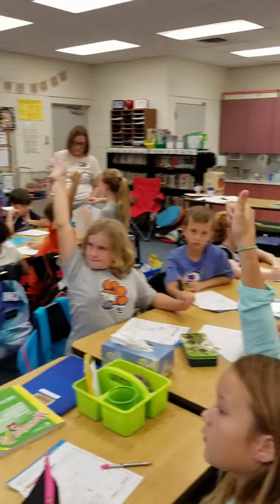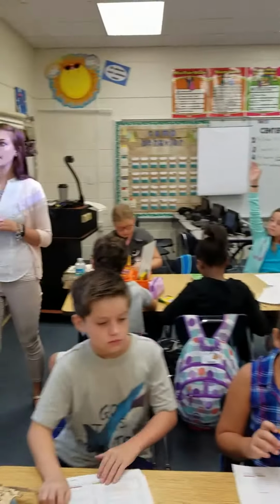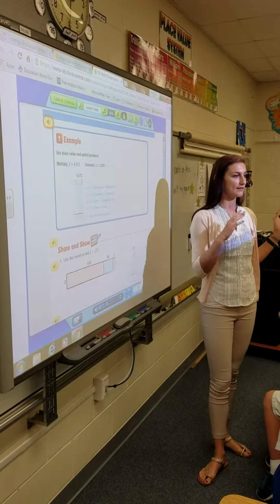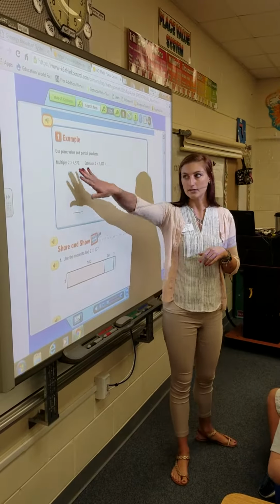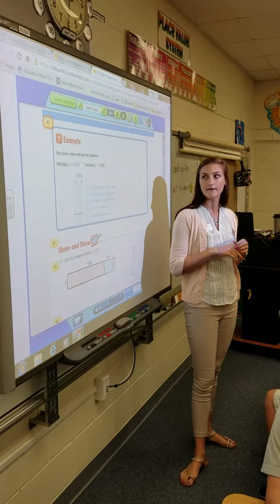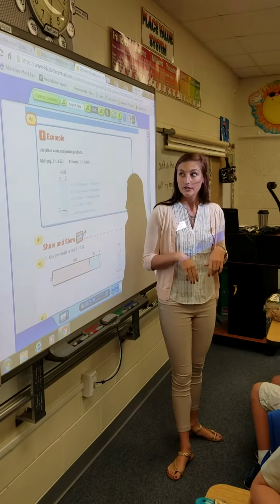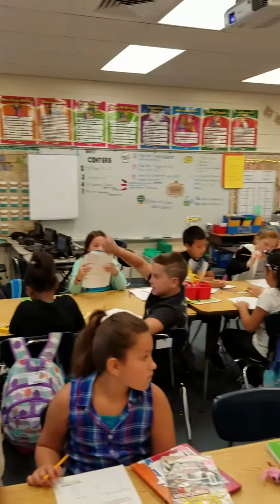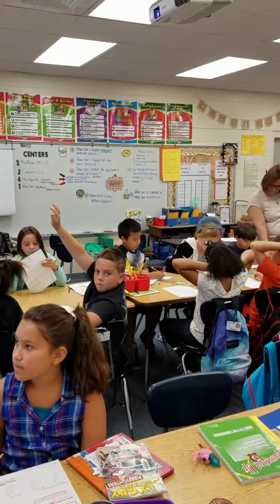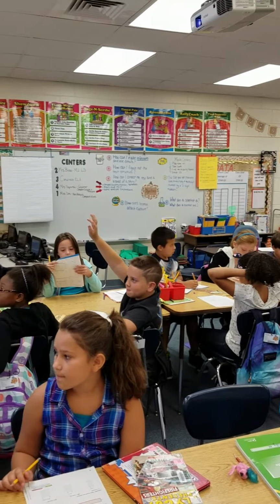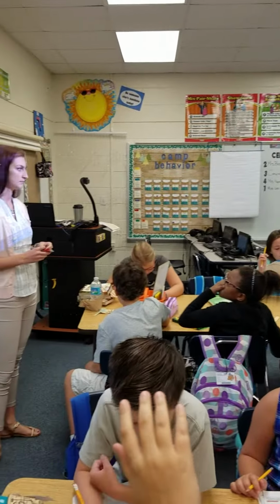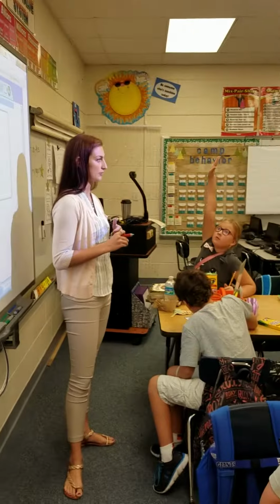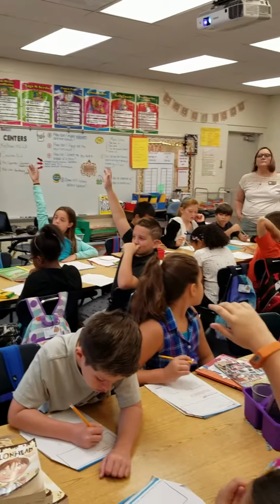Go ahead and flip to the next page. We're going to look at the example. It says use place value in partial products, which is what we did for the last problem, to solve for the equation 2 times 4,572. So what are we going to do first in order to solve this problem? Maddie? What's the first step we're going to use in order to solve? What did we do last time first?